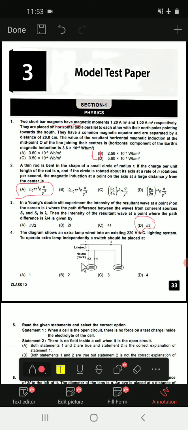The best answer for question number 4 is option C, that is 3. So the correct answer is 3.